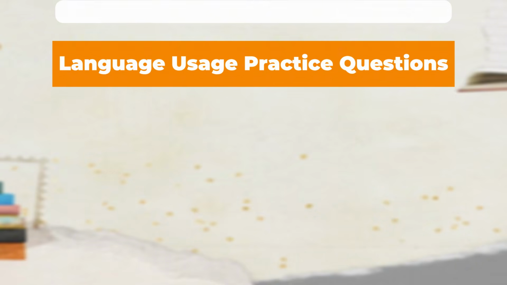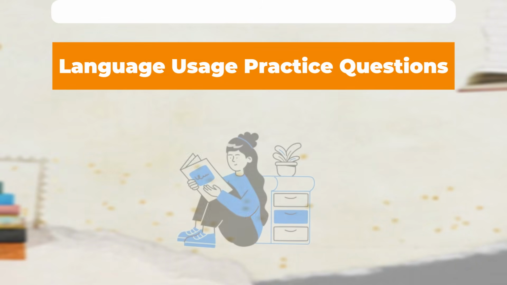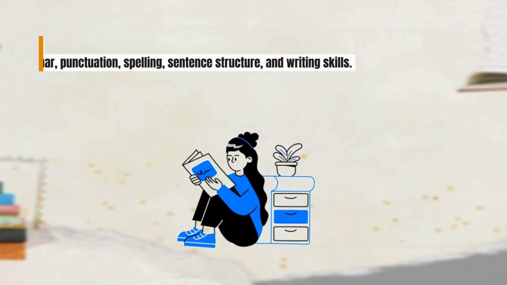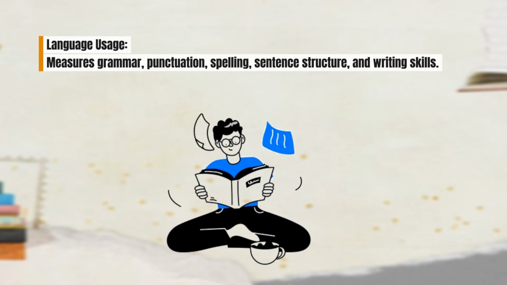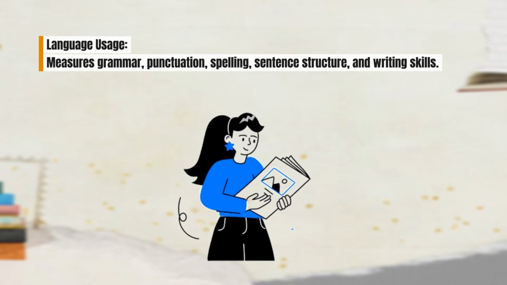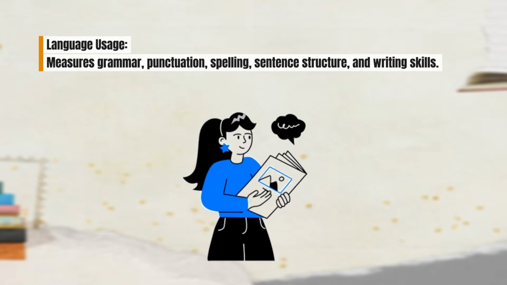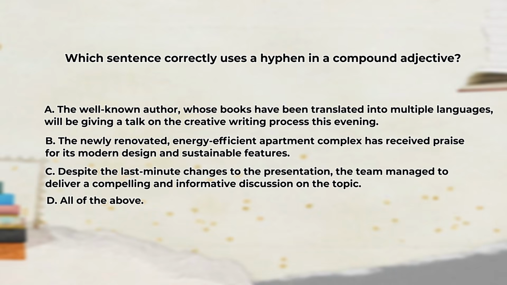Now let's move on to the language usage section. The language usage section measures grammar, punctuation, sentence structure, writing organization, and revision skills. Let's start with a grammar and mechanics question. This question asks which sentence correctly uses a hyphen in a compound adjective. A compound adjective is made of two or more words that work together to describe a noun. Pause the video and choose the best answer.